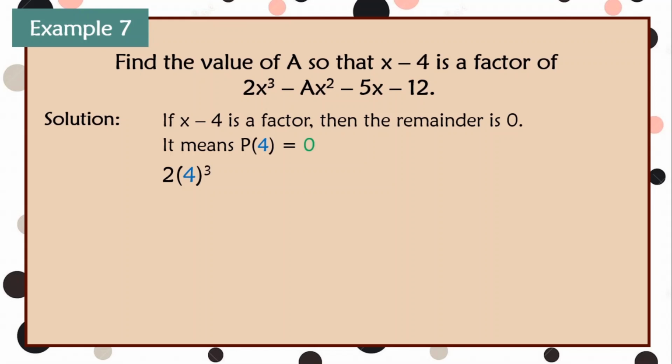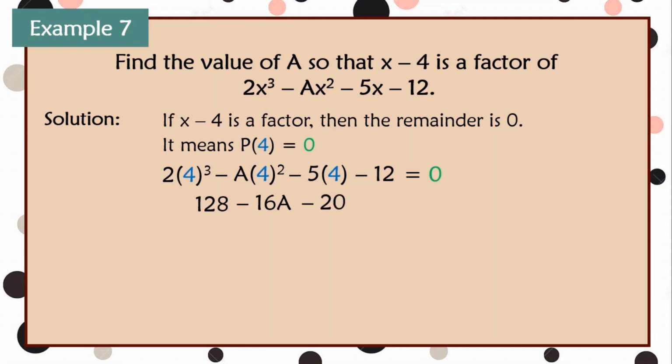So we have 2 times 4 cubed minus a times 4 squared minus 5 times 4 minus 12. And that polynomial must be equal to 0 since we can say that x minus 4 is a factor. Solve. So we have 2 times 4 raised to 3 is 128. Negative a times 4 squared is negative 16a. Negative 5 times 4 is negative 20. Minus 12 is equal to 0.